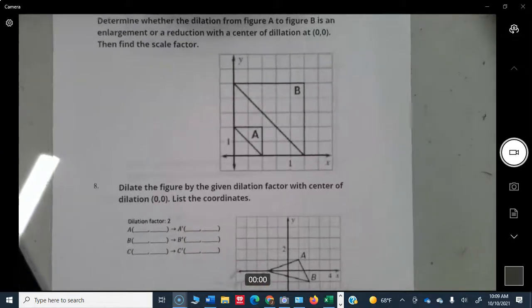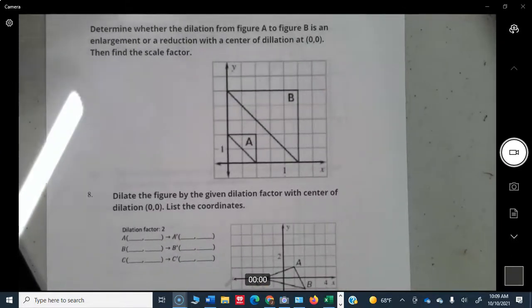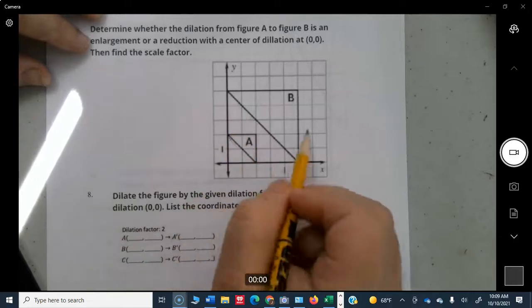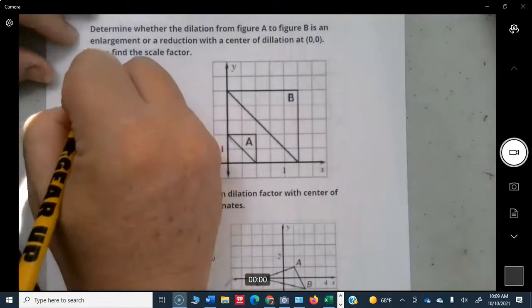Okay, let's try this one. Determine whether the dilation from figure A to figure B is an enlargement or a reduction, with a center of dilation at 0, then find the scaling factor. So clearly going from A, this triangle, to B, this triangle, is an enlargement. So we can write that down.